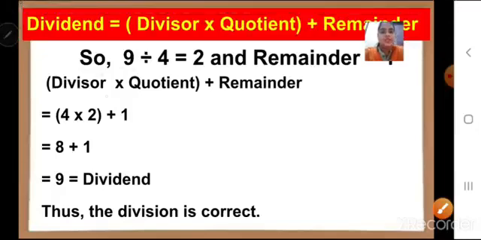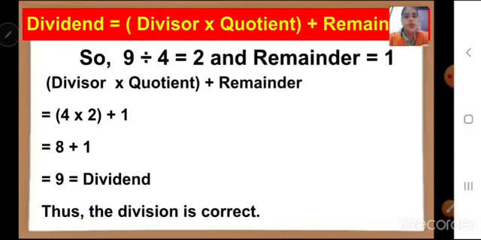Children, in our question, 9 divided by 4 is equal to 2. Correct? Here the remainder is equal to 1. Now, divisor multiplied by quotient plus remainder. Now we have to substitute all the numbers here. What is the divisor? The divisor is number 4.